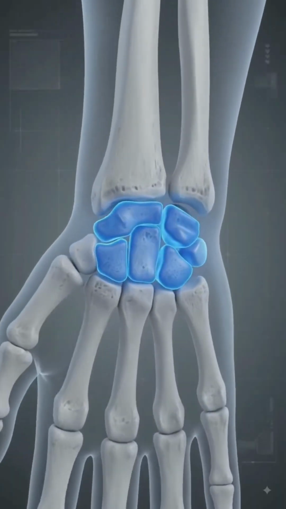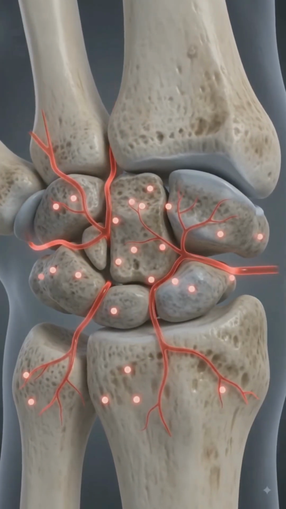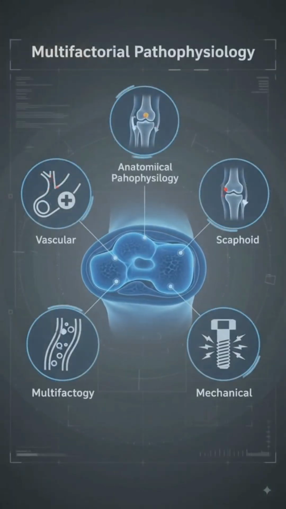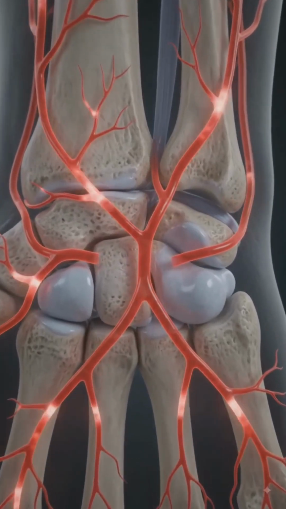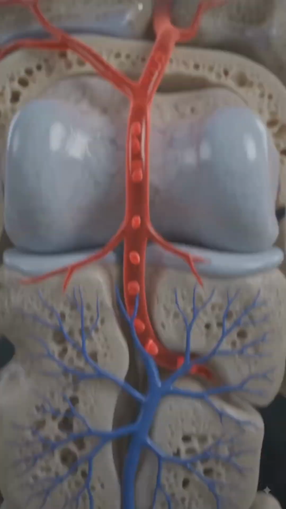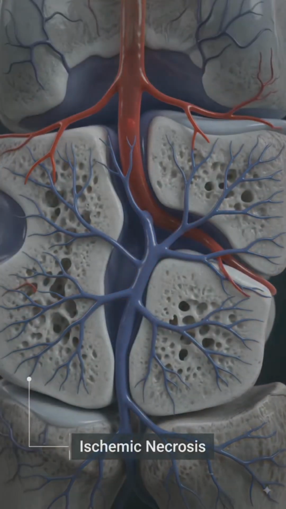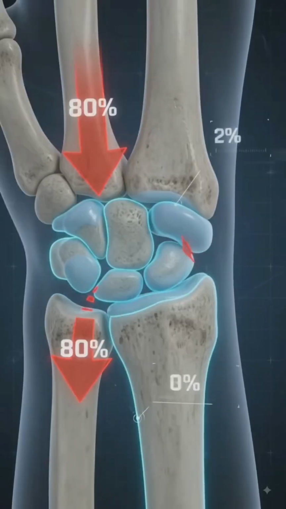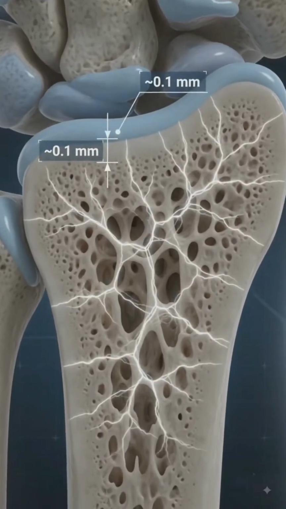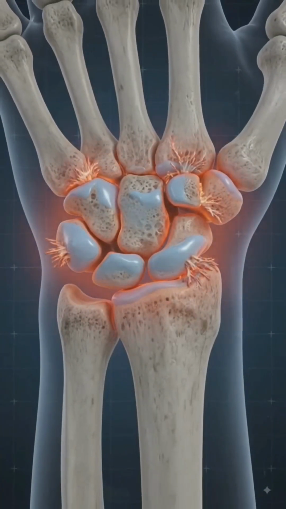Kienböck's disease affects the lunate bone. Avascular necrosis causes the bone to die. Risks include vascular and mechanical factors. The lunate's arterial supply is highly variable, showcasing Y, X, or I-shaped patterns. Microfractures can obstruct venous outflow, elevating pressure. This triggers necrosis. Negative ulnar variance shifts excessive mechanical load onto the lunate, producing subchondral microfractures, culminating in lunate collapse and secondary arthritis.